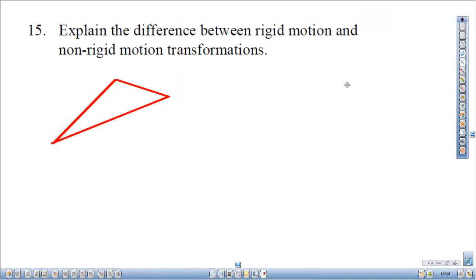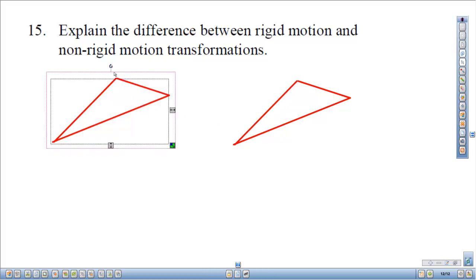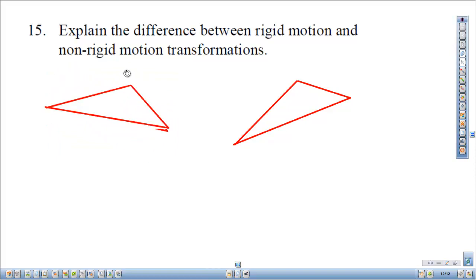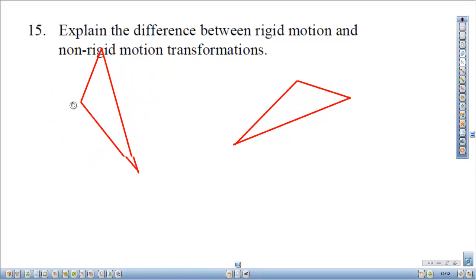All right, number 15 asks us to explain the difference between a rigid motion and a non-rigid motion transformation. Alright, so let's say we have some pre-image. In this case it's a triangle. What a rigid motion does is it makes a copy of the pre-image and it just moves it over. Or it spins it, right? But it really doesn't change it at all.